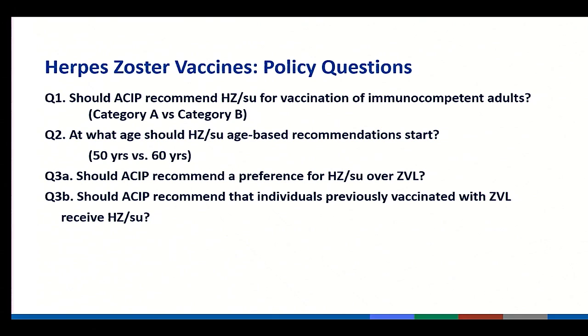are key herpes zoster vaccine policy questions before the ACIP. Question number 1, should ACIP recommend herpes zoster subunit for vaccination of immunocompetent adults, either as a category A or a category B? Question number 2, at what age should herpes zoster subunit be recommended to start, either age 50 or 60 years old? And finally, related policy questions regarding should ACIP recommend a preference for herpes zoster subunit vaccine over a zoster vaccine live, and should ACIP recommend that individuals previously vaccinated with Zostavax Live receive herpes zoster subunit vaccine?